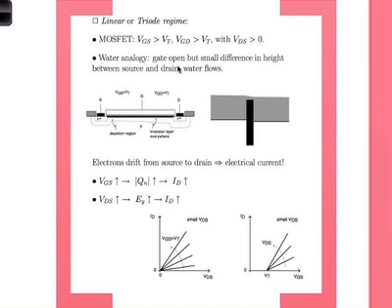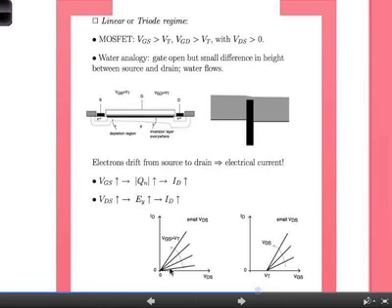Okay? Now, from the analogy that we have, essentially, the gate is open. There's a small difference in height between the source and the drain, and the water flows. There's a small current that flows. But it essentially acts as a resistor. It's a linear regime. So the voltage current curve is essentially a straight line. Okay? And there are a bunch of straight lines for different gate voltages.